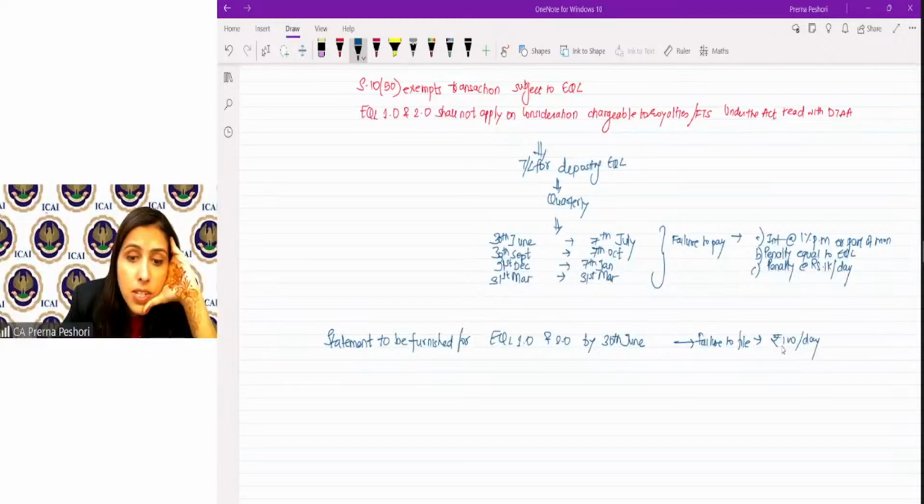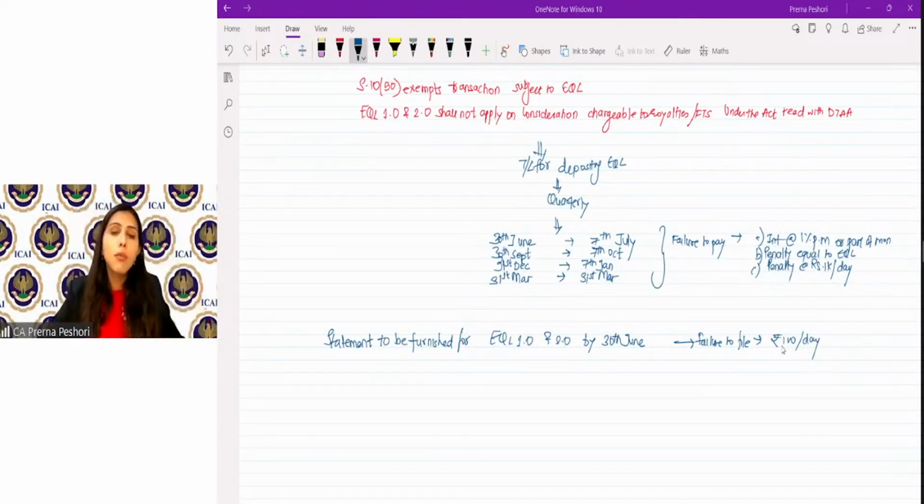Namrata, in case of Instagram, what is the income of the Instagram? Income of the Instagram is in the form of the ad payments that it charges to the advertisers. So that is the income that shall be chargeable. Yes or no, students? Any doubt? Any questions with respect to equalization levy?